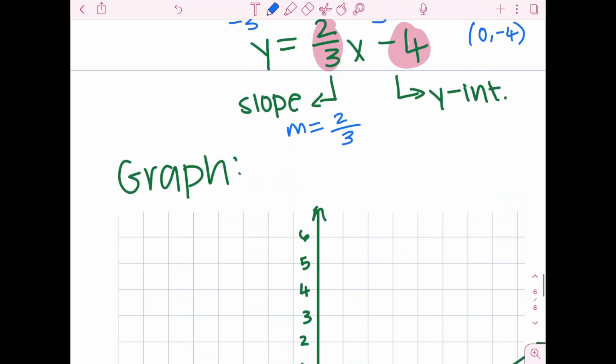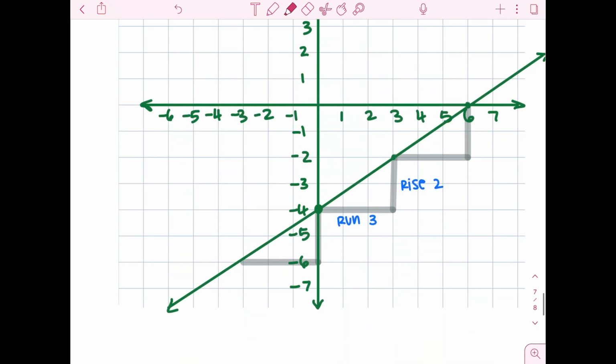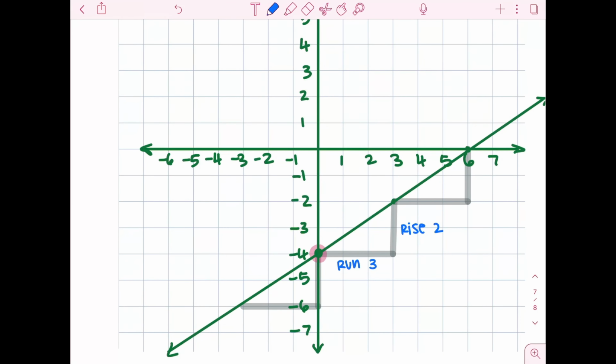Knowing this, let's graph the equation. So our y-intercept is negative 4, so we're going to come down here, find negative 4, graph that point, and then our slope is 2/3. So since slope is 2/3, we're going to have a rise of 2 and a run of 3. If you want, you can even draw your triangle like this, if it makes it easier, if you want to do rise first. So rise of 2, run of 3, run of 3, rise of 2.